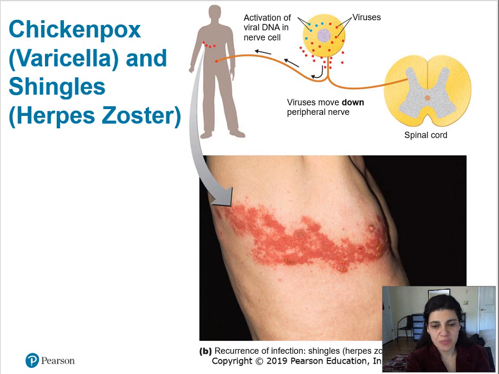Another question that students sometimes ask me in class is, if you had shingles, do you still need to take the vaccine? Yes, you do. Anytime after the end of the course of shingles as a disease, you can receive the shingles vaccine, but you cannot have it during the course of the disease.